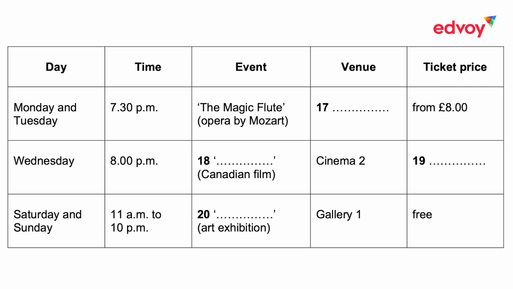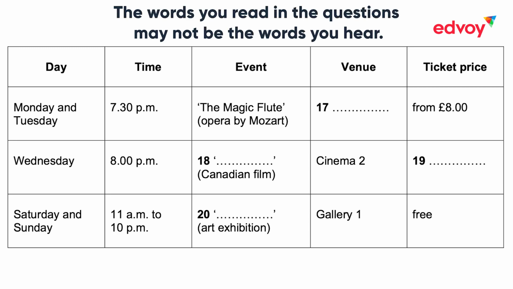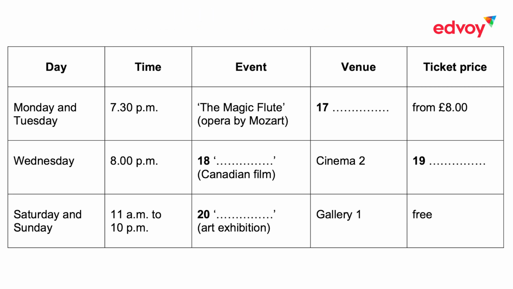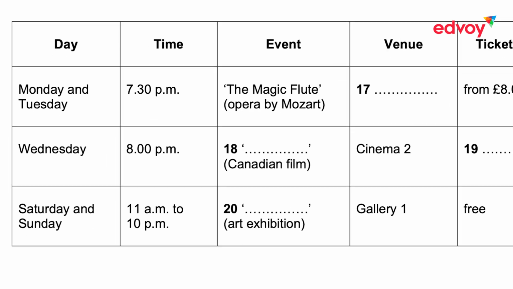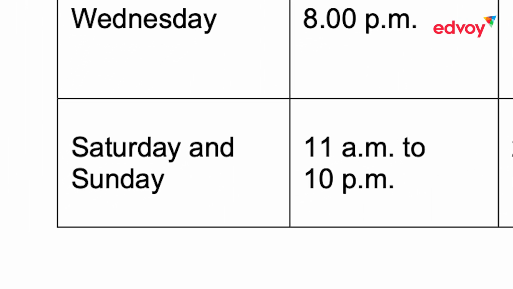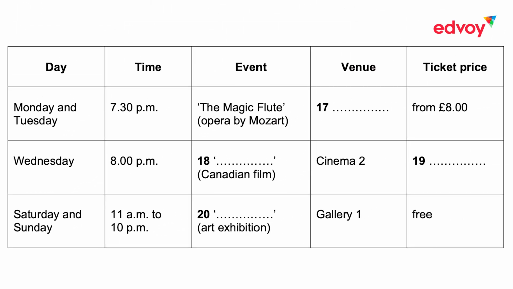Think about synonyms and paraphrasing. I mentioned before how the words you read in the questions may not be the words you hear. Is there anything that stands out here? Have a look in this question. You can see the words Saturday and Sunday, so it's possible that you may hear weekend instead. You know that one of the answers is about price, but in the audio, you may hear the word cost.